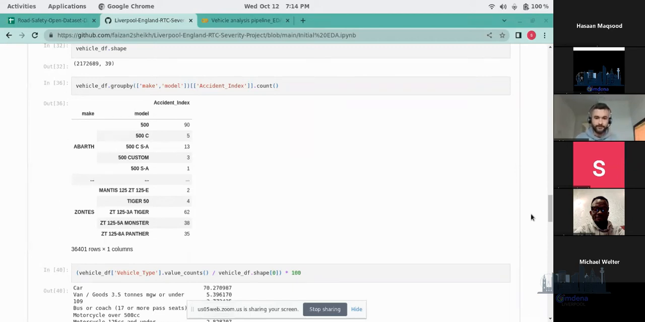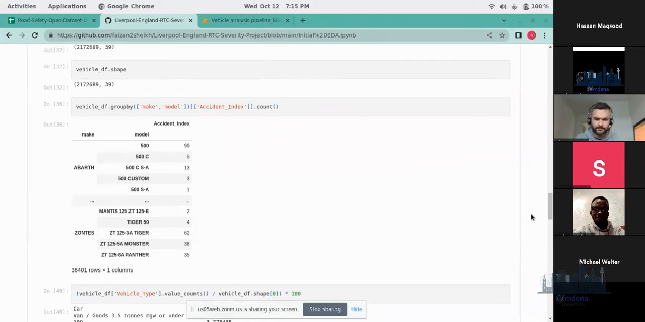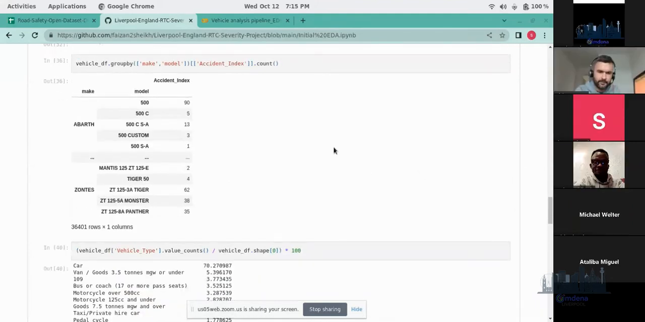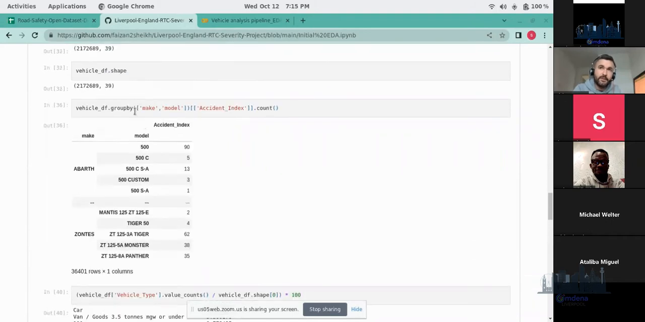Go on, sorry. Well, Rich, we have some analysis based on the engine capacity, and the minimum engine capacity is 1cc, right? And the maximum is 96,000. So is it an outlier or is it common to have those sort of vehicles in Liverpool? And one of the things our friend had done is he had grouped by the make and model and counted which model of which brand is more likely to be in an accident, right?